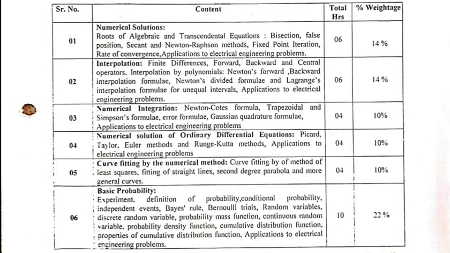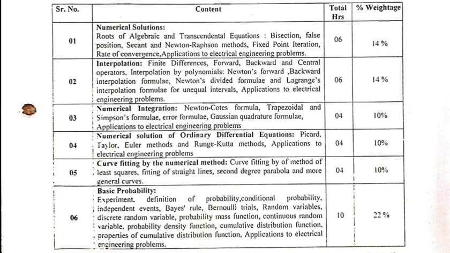Our second unit is interpolation, in which we learn finite differences. There are three types of finite difference operators: forward, backward, and central. We also learn interpolation by polynomials, and the methods are Newton's forward interpolation, Newton's backward interpolation formula, Newton's divided difference formula, and Lagrange's interpolation formula for unequal intervals.